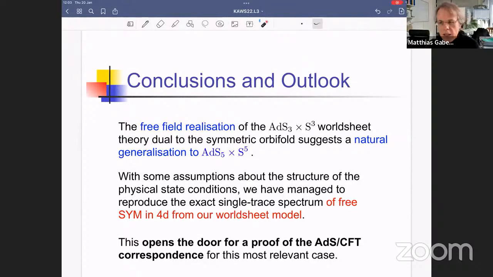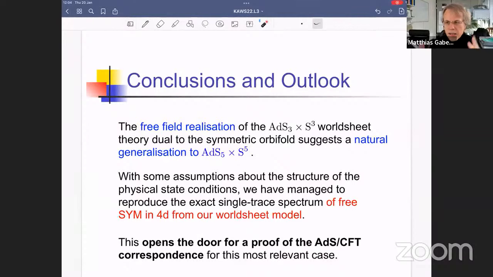Given the fact that this AdS5 × S5 worldsheet theory is so similar to AdS3 × S3, many of the features will go through. So for example, we expect there'll be a similar localization property. That's something we are currently trying to understand. And that would also allow you then to calculate correlators in the AdS5 × S5 setting. And that should allow us eventually to check that we reproduce the correct anomalous conformal dimensions and so on.